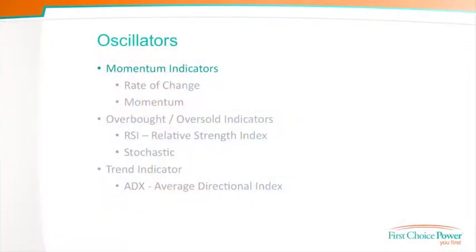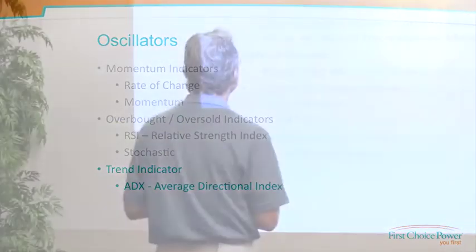Momentum indicators, we're going to look at rate of change and the momentum. And then for overbought, oversold, we're going to look at relative strength, RSI, and the stochastic, and then the ADX, or the average directional index. So we'll start with our momentum indicators.